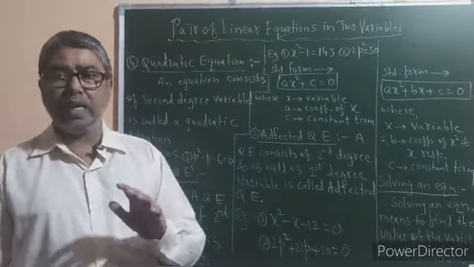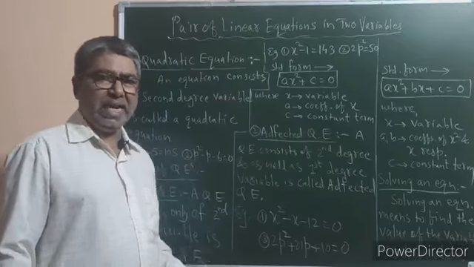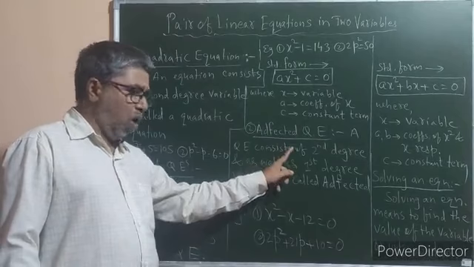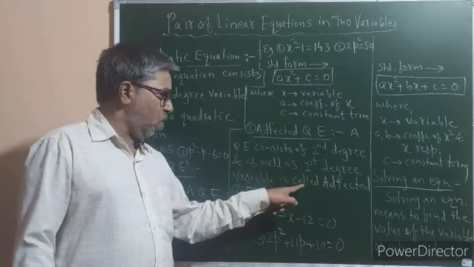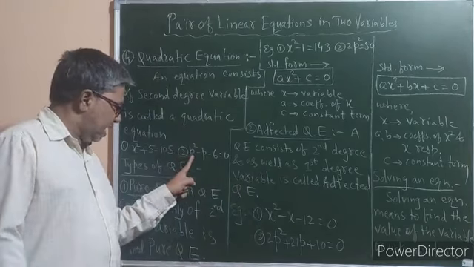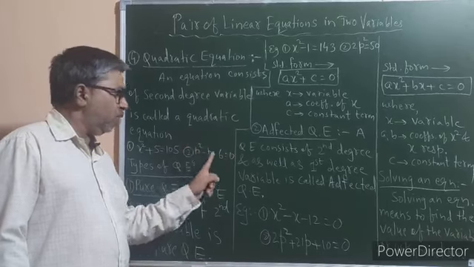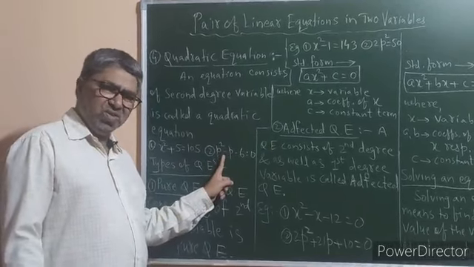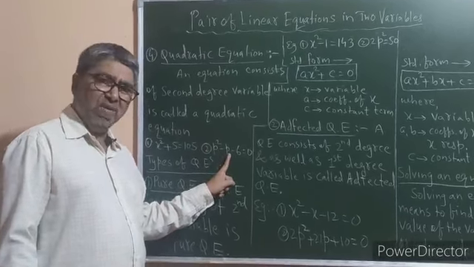Now the second type of quadratic equation is the affected quadratic equation. A quadratic equation consisting of a second degree as well as a first degree variable is called an affected quadratic equation. For example, here p square minus p minus 6 is equal to 0 is an example of an affected quadratic equation, because this equation consists of second degree as well as first degree variable.